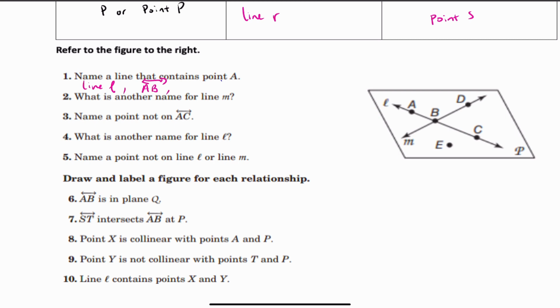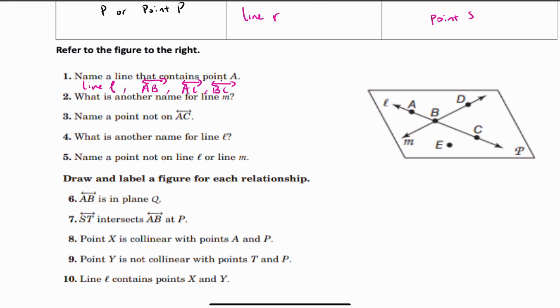So the next thing I want to do is figure out another way to name this line. You can call this line AC if you want to. Or you can call this line BC, just like that. Okay? Number 2, what is another name for line M?